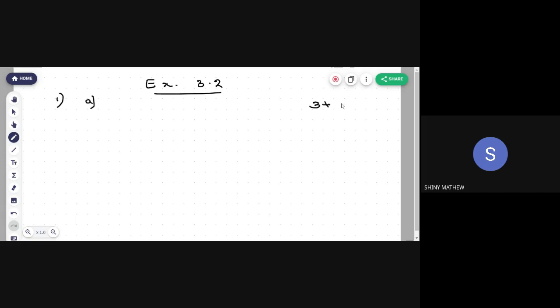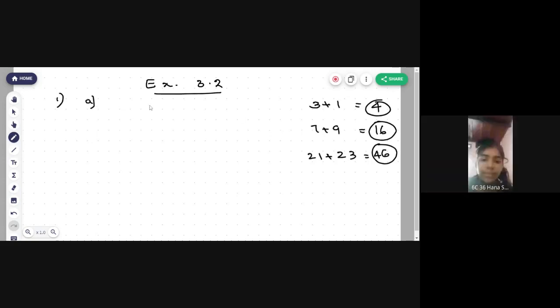Okay, 3 and 1, those are two odd numbers. Then 7 and 9, those are two odd numbers. Okay, 21 and 23, these are two odd numbers. Any two odd numbers you take and add. We can check. Here 3 plus 1 is 4, 7 plus 9 is 16, 21 plus 23 is 44. Here we can see the sum is an even number. When we add two odd numbers, the answer is an even number. So the first option A, the answer is even number.